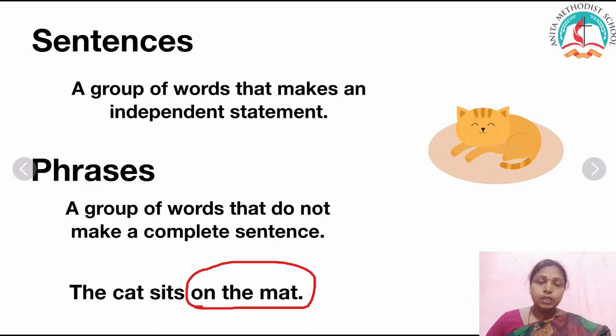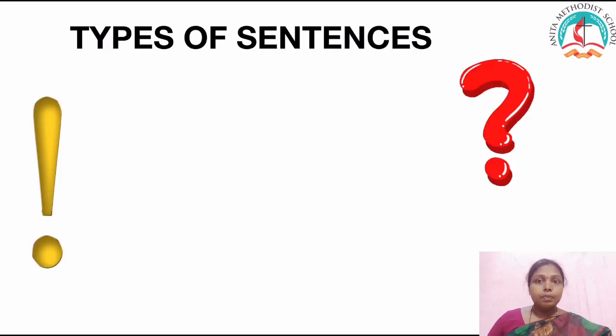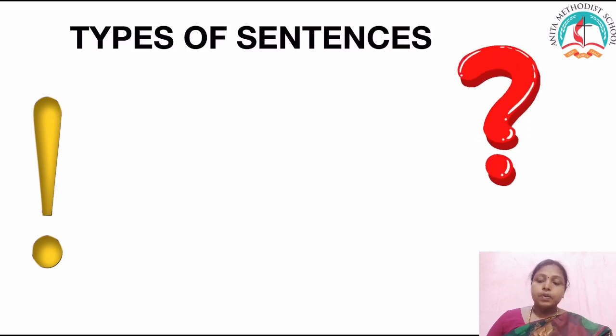So can you see the difference between the sentence and the phrase? Yes, sentences are groups of words that make an independent statement. Phrases are also groups of words that do not make a complete sentence. I hope everybody knows the difference between sentences and phrases.